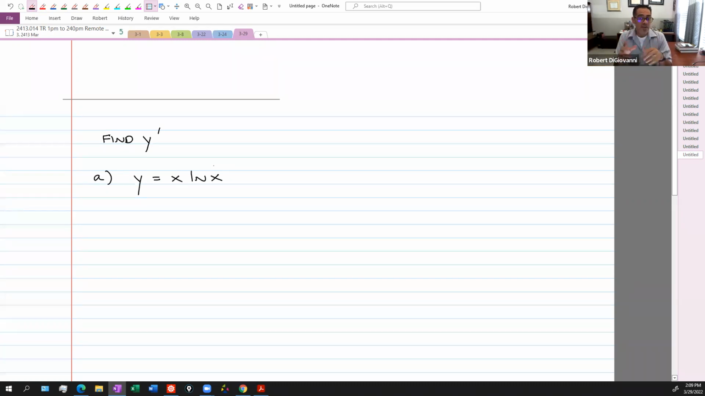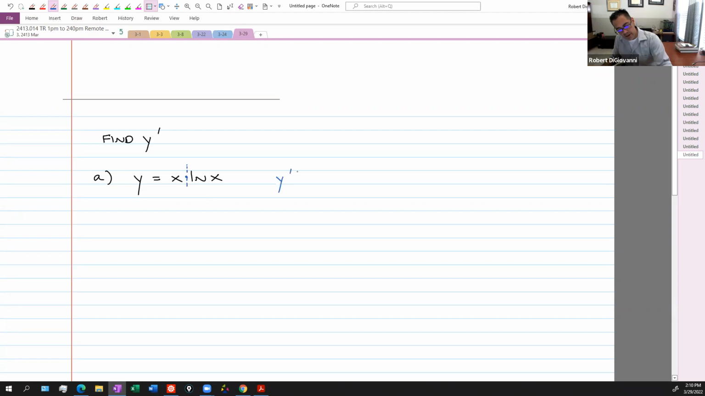The bad news is that everything else we've learned is in play. Product rule, quotient rule, chain rule, everything is on the table now. We just have new functions. So if I want to know the derivative of this, I need to see the product rule. Do you all see the product rule there? That's x times natural log x.